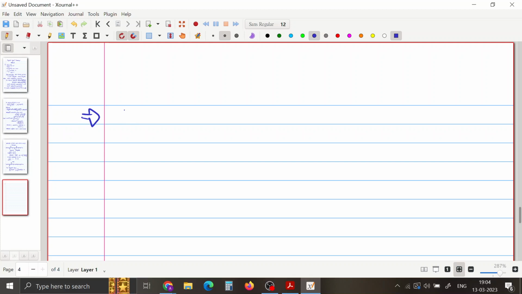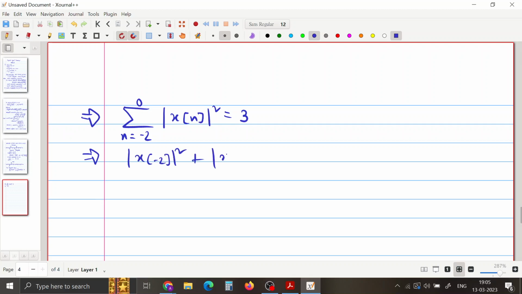So what do you get? You get this plus, actually, what I mean to say is the summation will only be from minus 2 to 0, because only these will contribute non-zero terms. This is 3, and this implies this plus this plus this gives me 3.